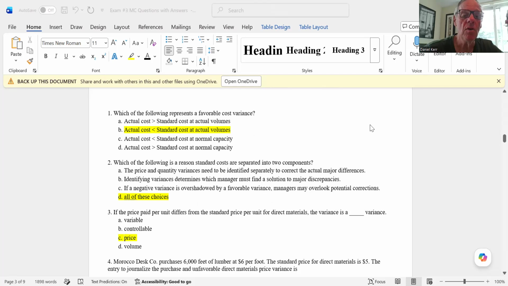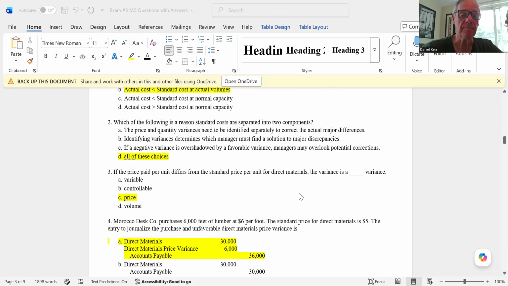Number 2, which of the following is a reason standard costs are separated into two components? Well, all of those are good reasons for separating into two components, because you want to take a look at the price and you want to take a look at quantity. You want to be able to segment what's causing the variance. So all of those are good choices. A, B, and C are all correct.